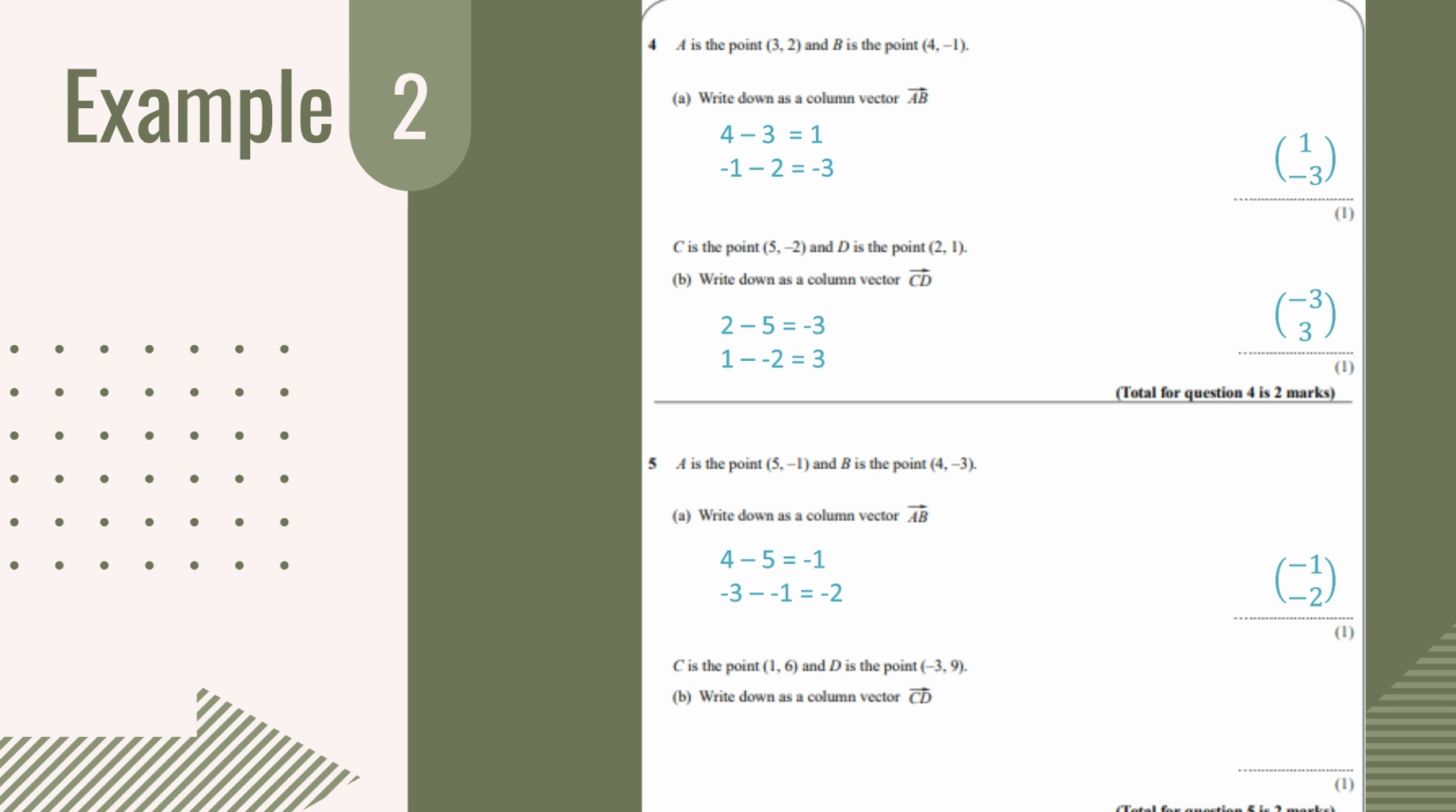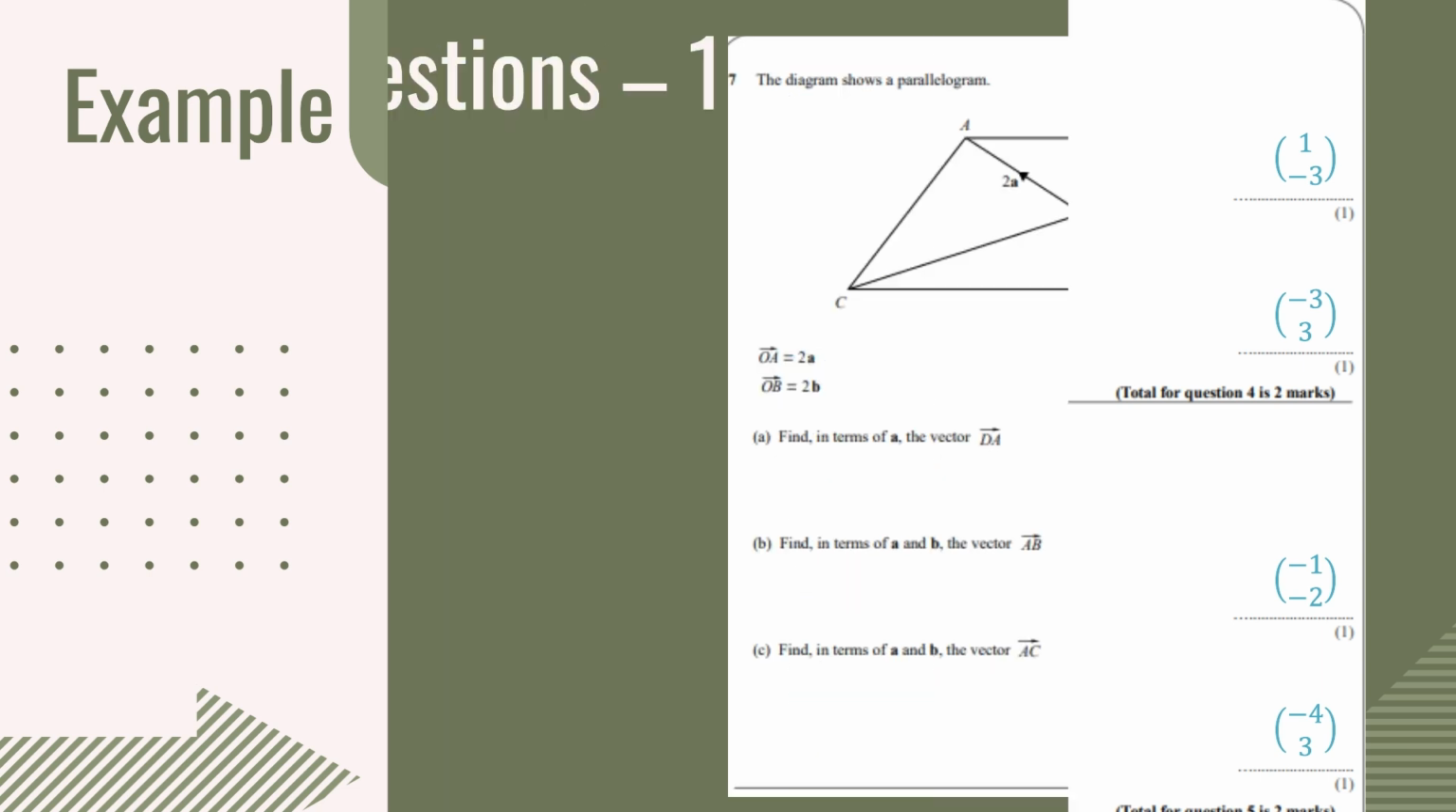C is the point (1, 6) and D is the point (-3, 9). Write down a column vector of CD. So here we do minus 3 minus 1, which is minus 4, and we do 9 minus 6, which equals 3. So the column vector is (-4, 3).